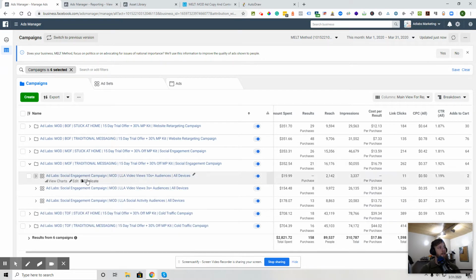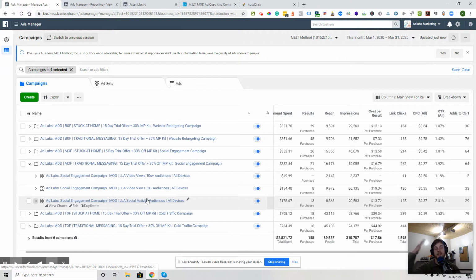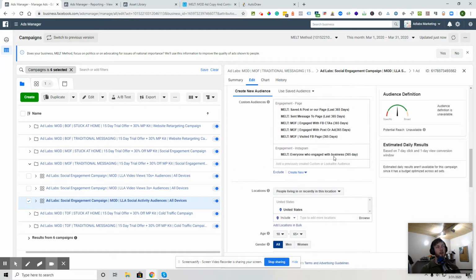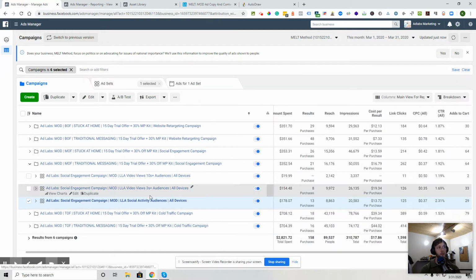So here's an example. We have a 10-second video views audience, a 3-second video views audience, and social activity audiences. And I've consistently, just because of past campaigns, grouped a lot of these together rather than going, oh, they did page likes, they did Instagram likes, they liked our post or something or another. This is a conglomerate of target audiences here. As you see, we just have a bunch in here. And it's been working really well.